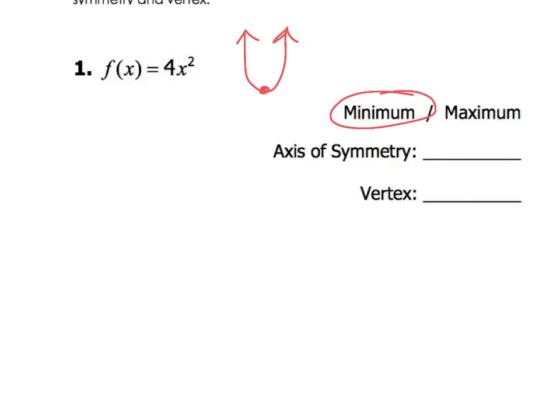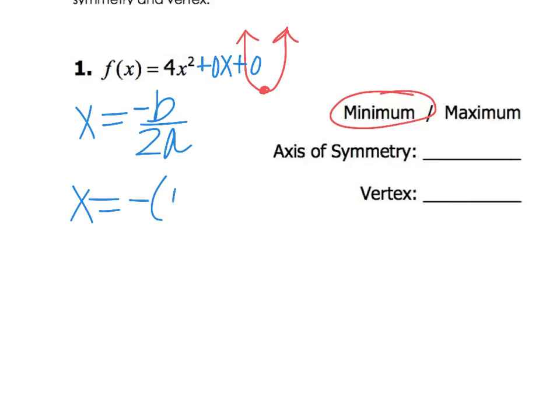Now to find the axis of symmetry, we need to use our formula. X equals negative b over 2a. Now because there's no b, we just assume this is plus 0x plus 0. All right, so b is 0. So we would say that x equals negative 0 over 2 times, and our a is 4. All right, because a is always that coefficient that comes in front of x squared.